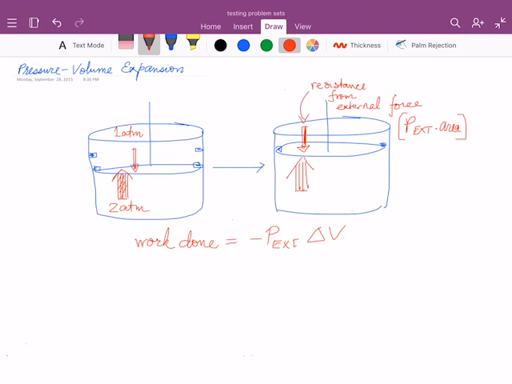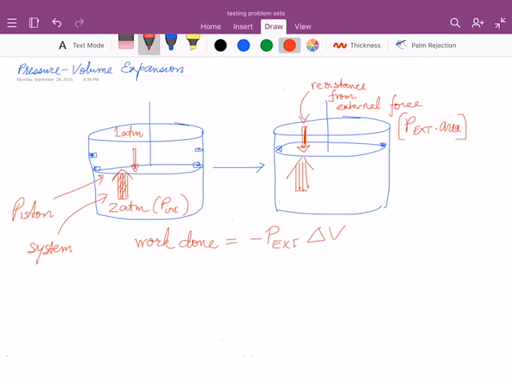Here we're going to look at how to calculate the work done due to a pressure volume expansion. In the diagram I've drawn on the page, you can see a piston drawn schematically, separating the system from an external pressure. To start with, the external pressure is 1 atmosphere and the pressure inside the system is greater, at 2 atmospheres, which we will denote as P internal or P int.